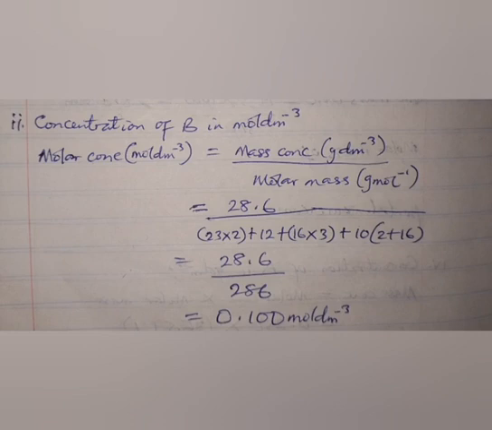So 28.6 over 286 will give you 0.100 mole per dm cube. You must write the unit or else you lose the marks, and it must be three significant figures. You can't say 0.1, no, 0.100 mole per dm cube. Don't forget that, please.